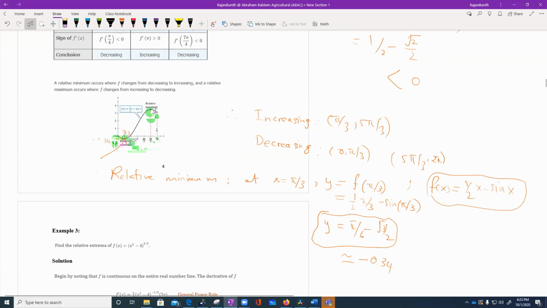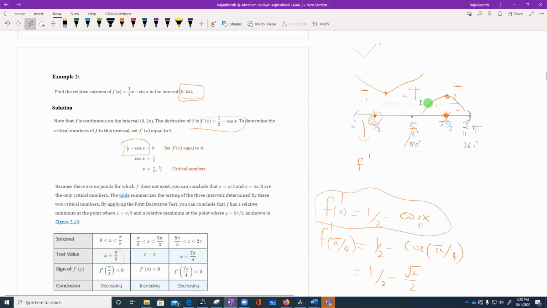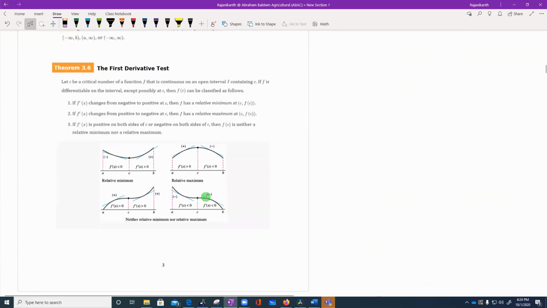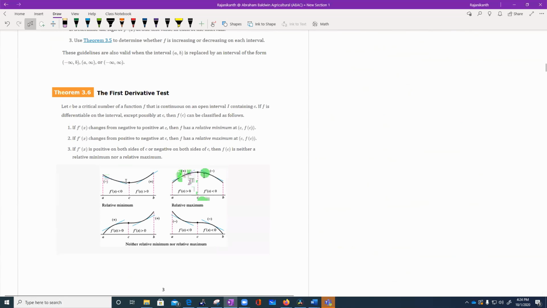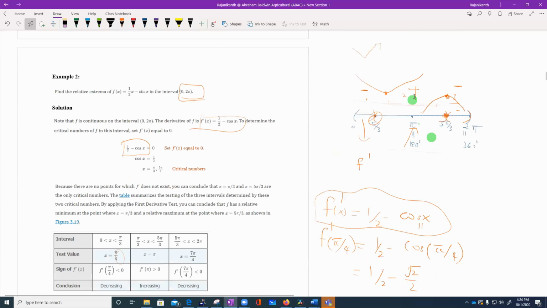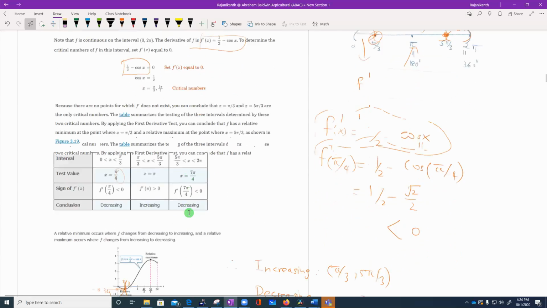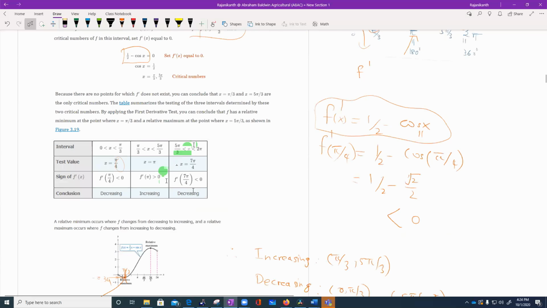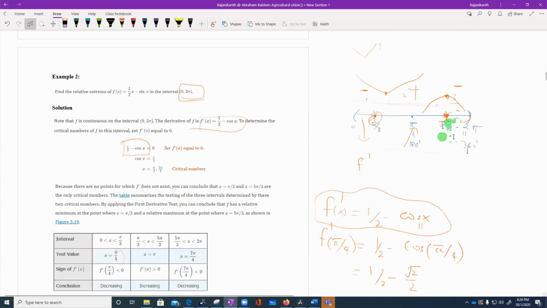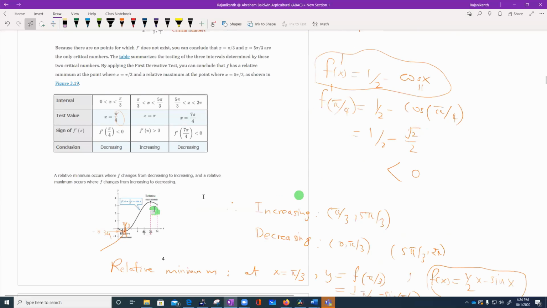In a similar way, you can find the relative maximum, which comes in plus-minus order. If you are not clear, look at this first derivative test. Plus minus means maximum, minus plus means minimum. So the second point is my maximum critical value point, which is 5 pi over 3, and again do the same thing. So maximum is here, 5 pi over 3.